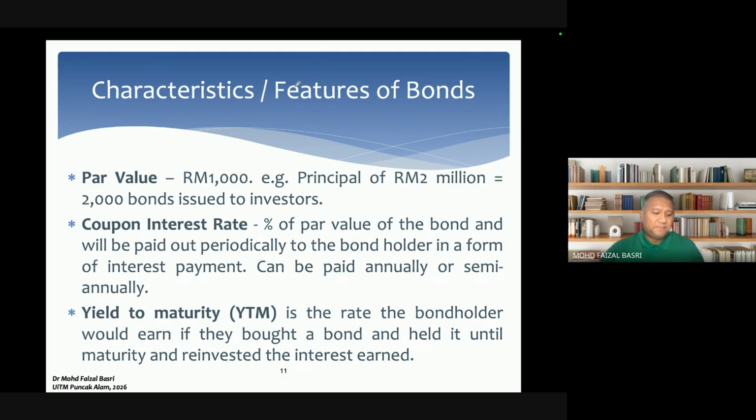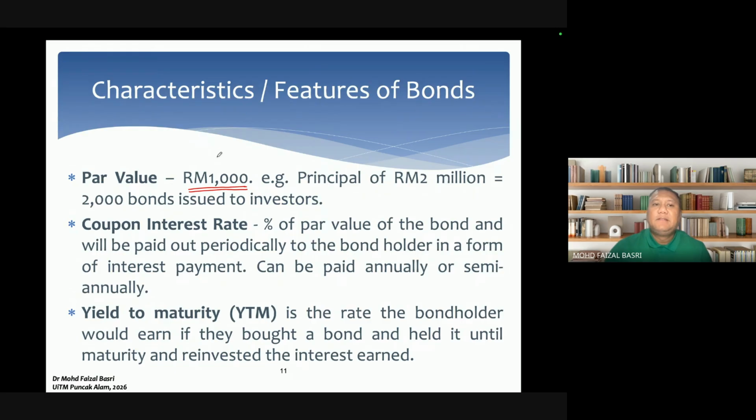The first characteristic is in terms of the par value. So what is par value? Par value is the original value of the bond. By default, we assume the par value to be 1,000 ringgit. This is our assumption, 1,000 ringgit.